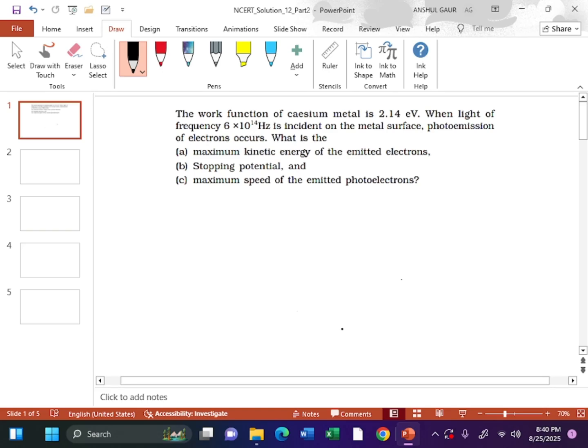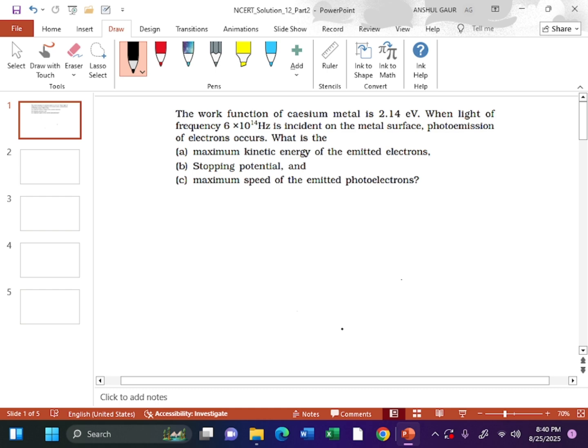Hello viewers, the question is: the work function of cesium metal is 2.14 electron volts. When light of frequency 6 × 10^14 Hz is incident on the metal surface, photoemission of electrons occurs. What is, part A, the maximum kinetic energy of the emitted electrons; part B, the stopping potential; and part C, the maximum speed of the emitted photoelectrons?